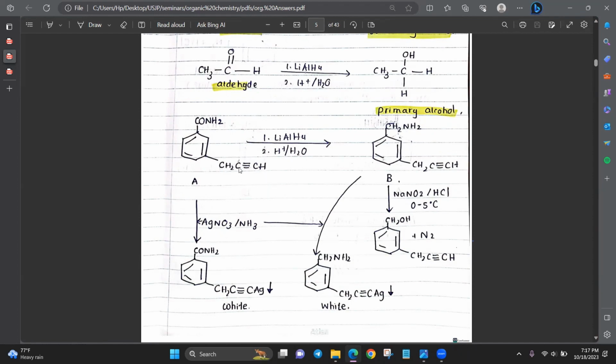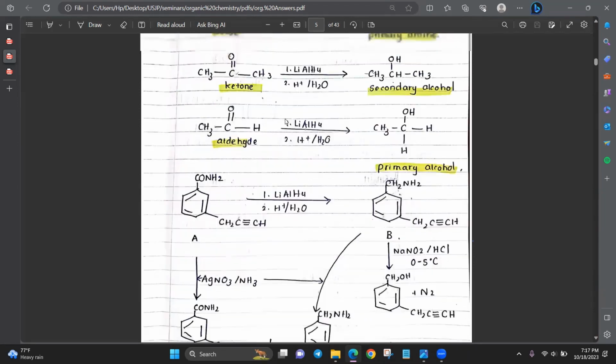This one does not have that carbonyl carbon. Carbonyl carbon means carbon attached to oxygen, carbon double bonded to oxygen. This one doesn't have that partner, so nothing will happen to this. This one cannot get reduced, okay? This one can get reduced because it has a carbonyl carbon.